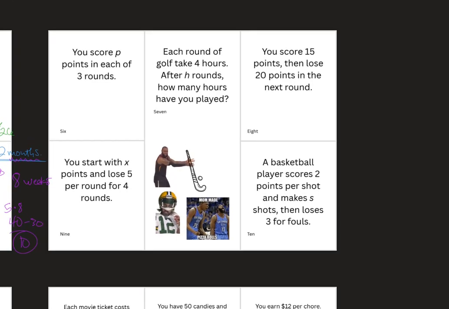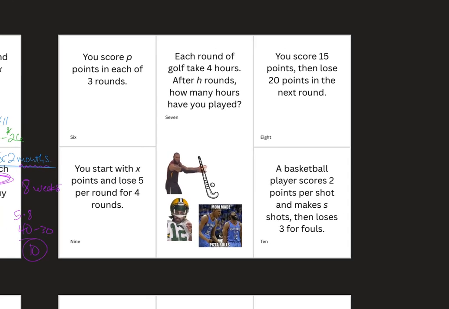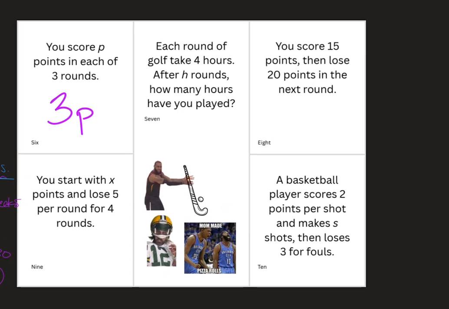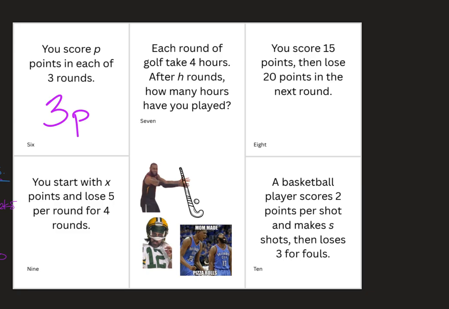Okay, so we were able to do extra work because we were pretending we knew the solutions. The rest of these, we will not know the solutions, okay? You score P points in each of 3 rounds. 3 rounds times P points. Each round of golf takes 4 hours. After 8 rounds, how many hours have you played?